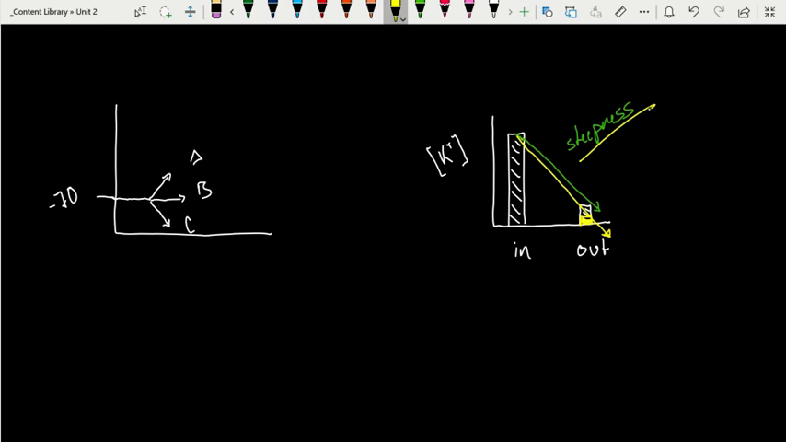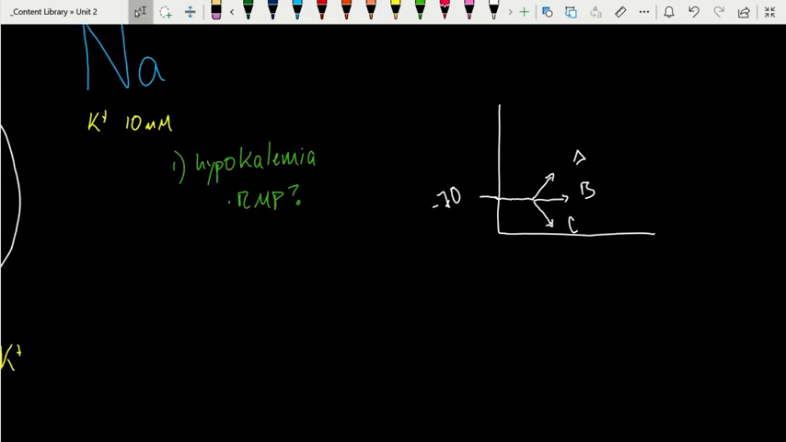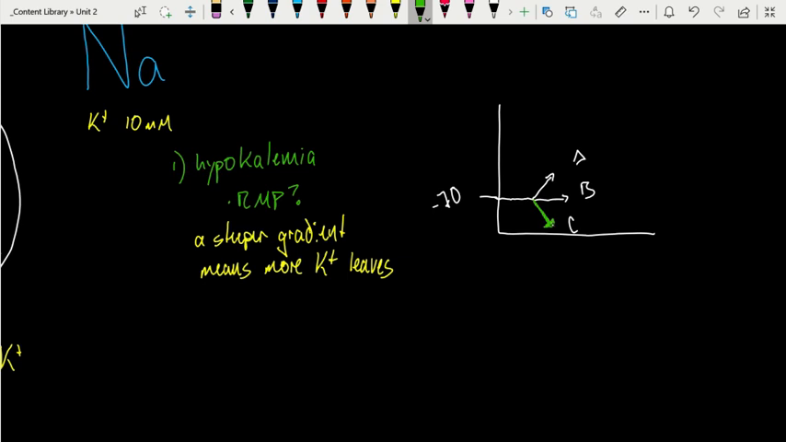It made it steeper. So what happens in hypokalemia? A steeper gradient simply means more potassium leaves over a given time. And like we said at the beginning, the more potassium that leaves, the more negative the cell gets. So which one is it? For hypokalemia, the answer is C. The more potassium that leaves, the more negative the cell gets. This leads to a hyperpolarized state.